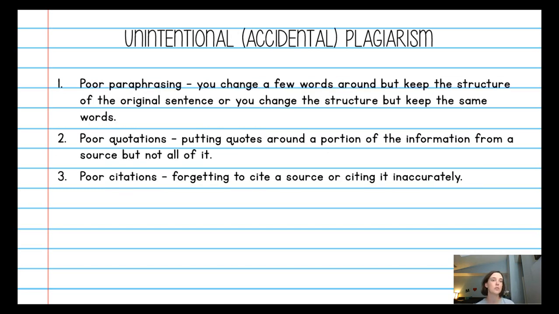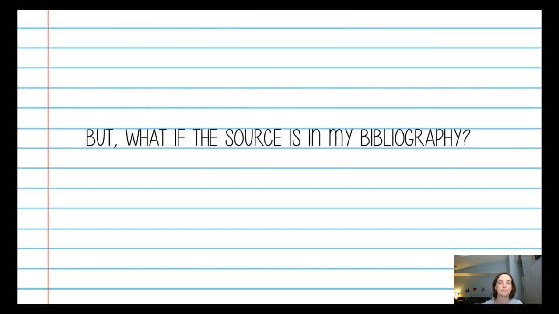Unintentional or accidental plagiarism is where maybe you paraphrase but you don't do a really good job. The structure's still kind of there. So you're not meaning to copy, but it turns out that way. Maybe you didn't do a really good job putting quotes around the entire source, the entire bit of information you pulled from your source. Or maybe you didn't cite a source all the way, or you cited it incorrectly. That would be accidental plagiarism.